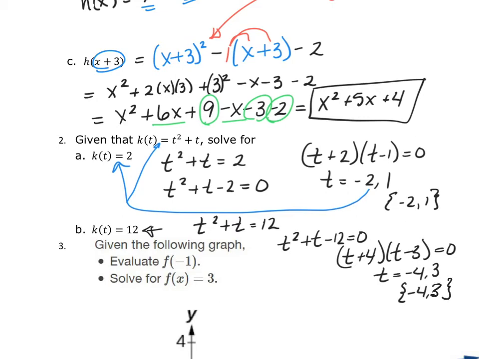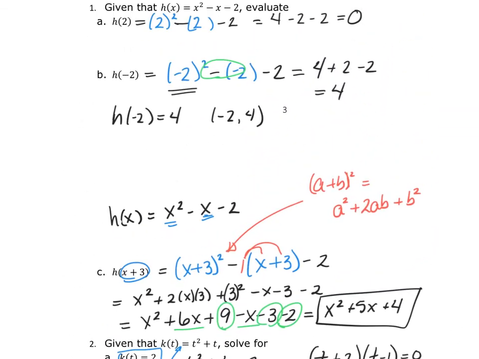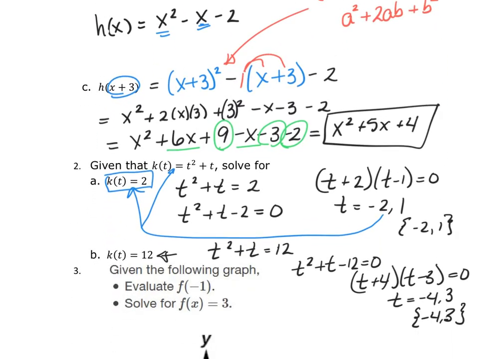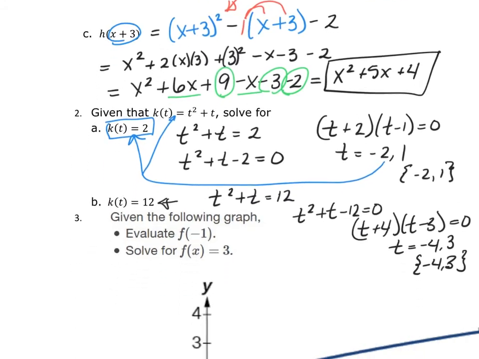Okay, so pay attention to the notation. The notation is really important. If I see k of t or h of t or f of x equals a number, that means I have the output and I'm chasing the input. But if I see it as h of negative 2, or I see it as, in this case, k of 3, then I'm asked to find the output that is associated with the x of 3.